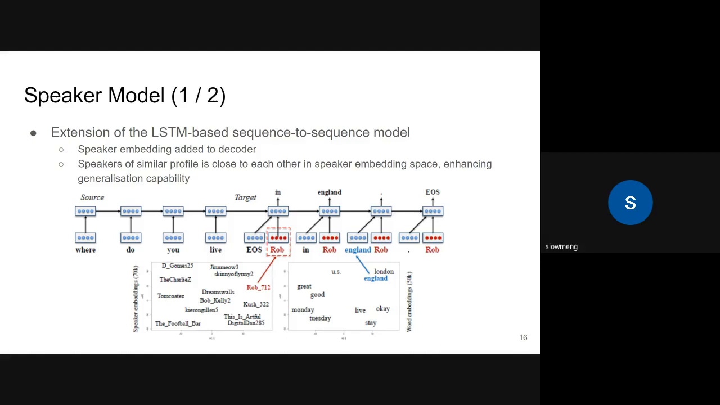Those users who exhibit similar speaking behavior tend to be close to each other, and this enhances the generalization capability. If you see Rob, maybe Rob is similar to another guy, Adam, and because they both live in England, they have a similar way of speaking certain things. In the speaker embedding, they might be close to each other, and the way they answer will be similar as well. Even though you never asked Rob where he lives before, you asked that to Adam before. By considering that Rob and Adam are quite close to each other in the speaker embedding, the agent can respond in a similar way to Rob, so that it will exhibit a consistent behavior. Since this guy is similar to me, if I answer in a similar way, I will be consistent.